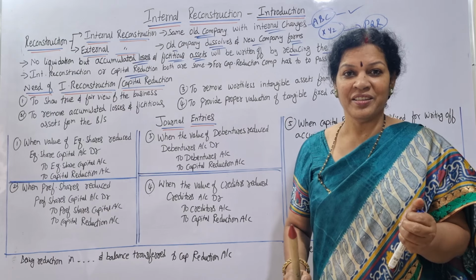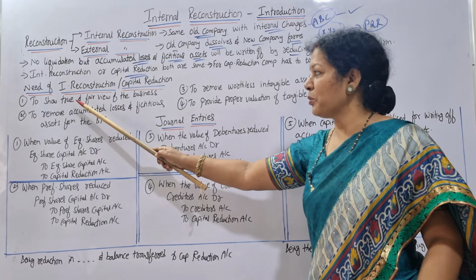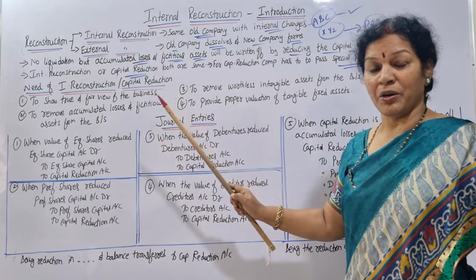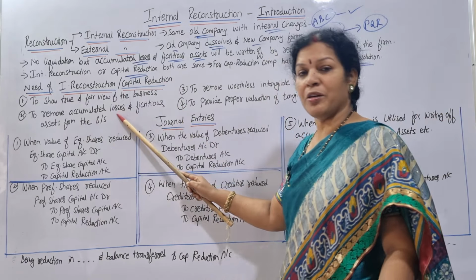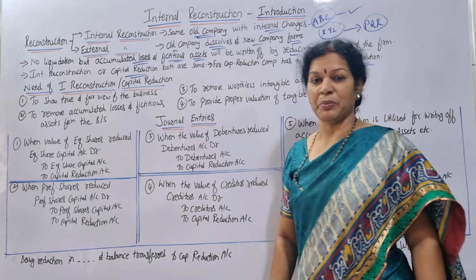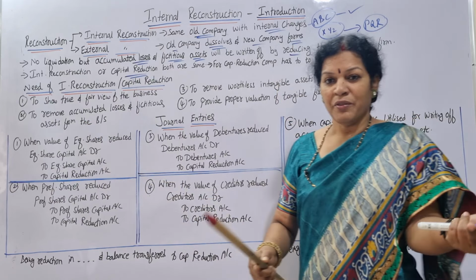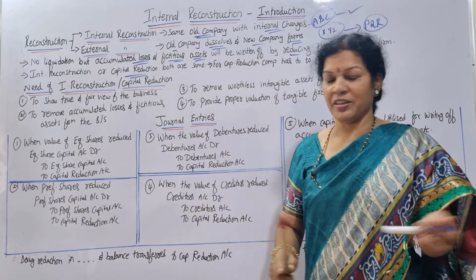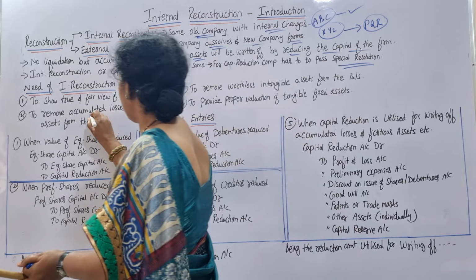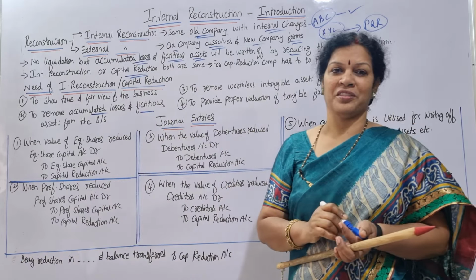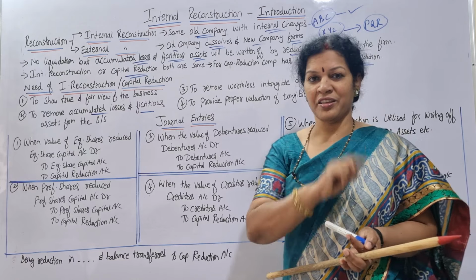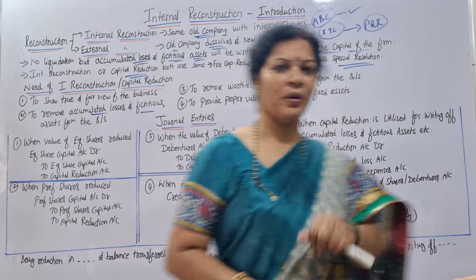Would you agree? So this is what they wanted to do, show the true and fair value of the business. Another one is to remove accumulated losses and fictitious assets from the balance sheet. When you find accumulated losses in the balance sheet, both the accumulated losses and fictitious assets, we wanted to reduce them. This is another important need.